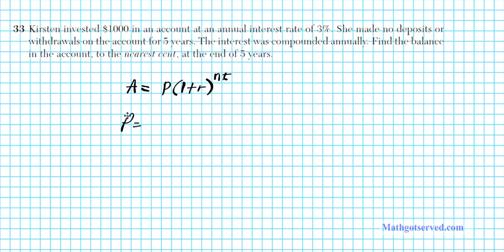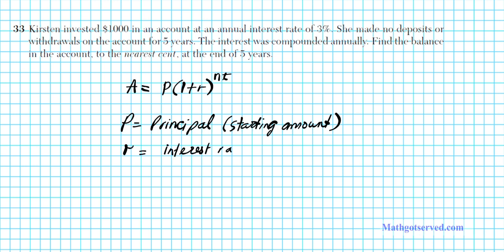So P is the principal. Principal is a fancy word for starting amount. How much did you start with? Okay, principal is starting amount. R is the interest rate. Interest rate per year.